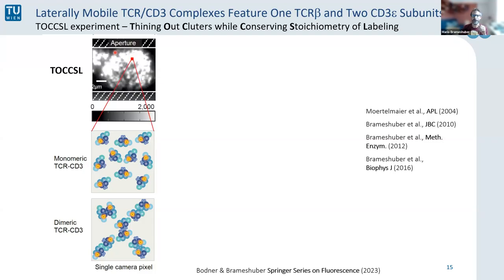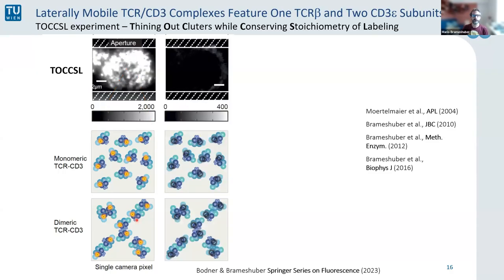If we now zoom in into one individual camera pixel, we have no idea. We know that there are a lot of T cell receptors, but we don't know, is it a monomeric T cell receptor? Is it maybe forming dimers or even higher oligomers? We don't know at this point. So the idea now was to turn on the laser to around 10 kilowatts per square centimeter for half a second, and to photobleach all the molecules you've seen on the left side, to fully photobleach every individual molecule.